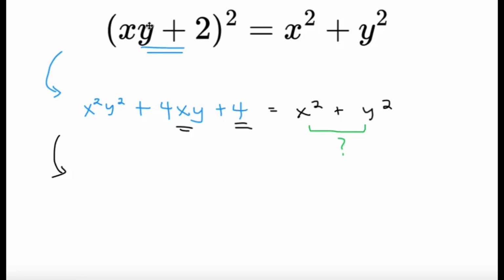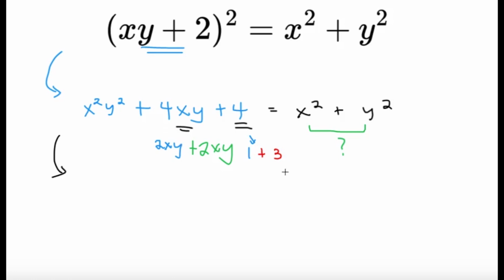So let's start by expanding this first. (xy + 2)² simplifies to x²y² + 4xy + 4. Now we can manipulate this in a very creative way. Note that this 4xy can be written as 2xy + 2xy, and this 4 over here, let's write as 1 + 3.